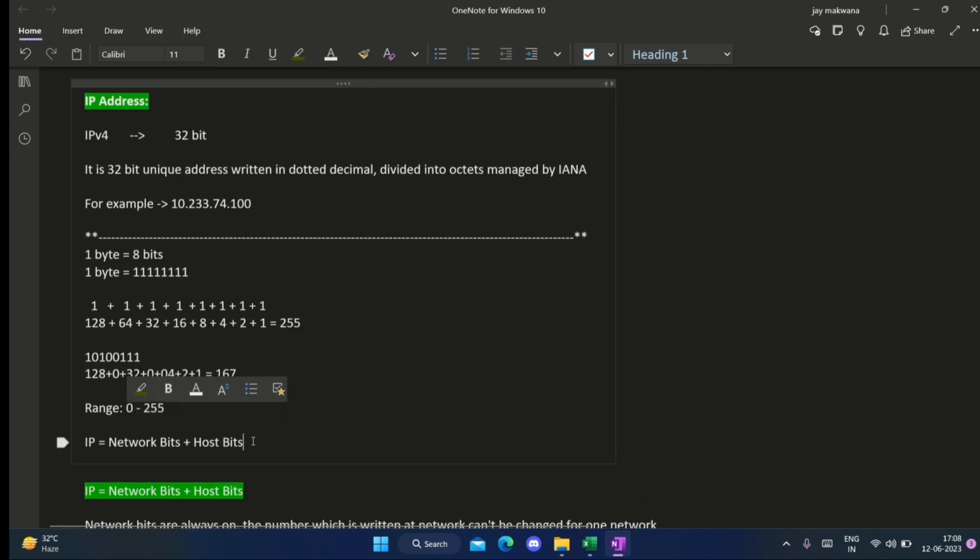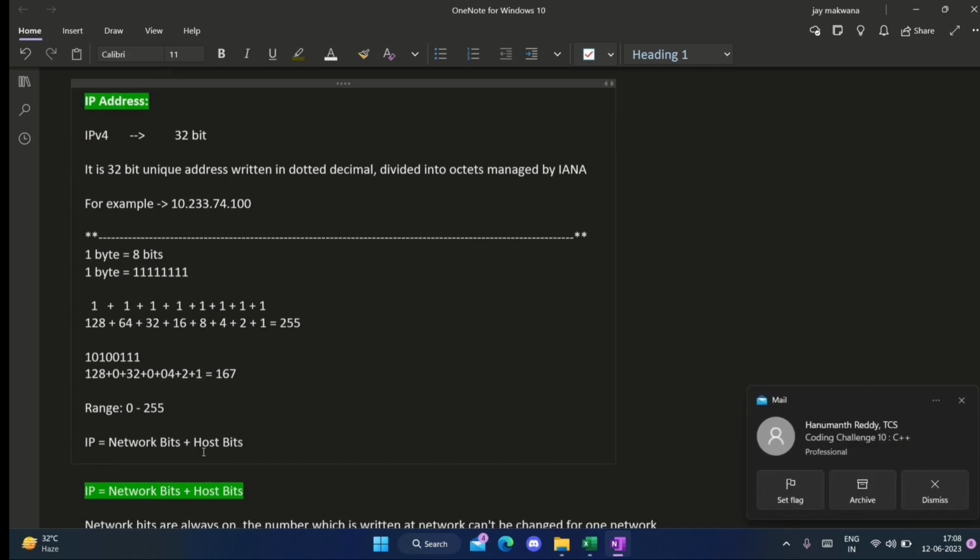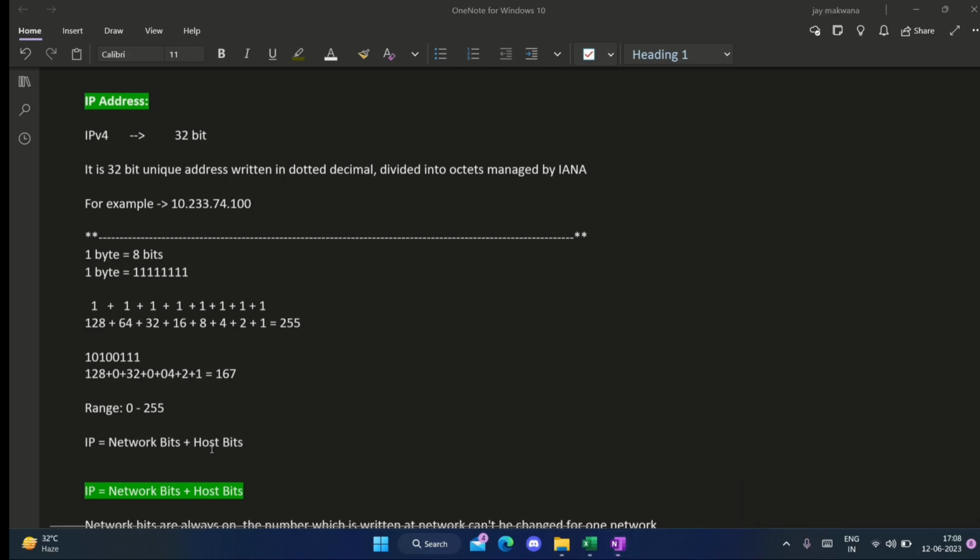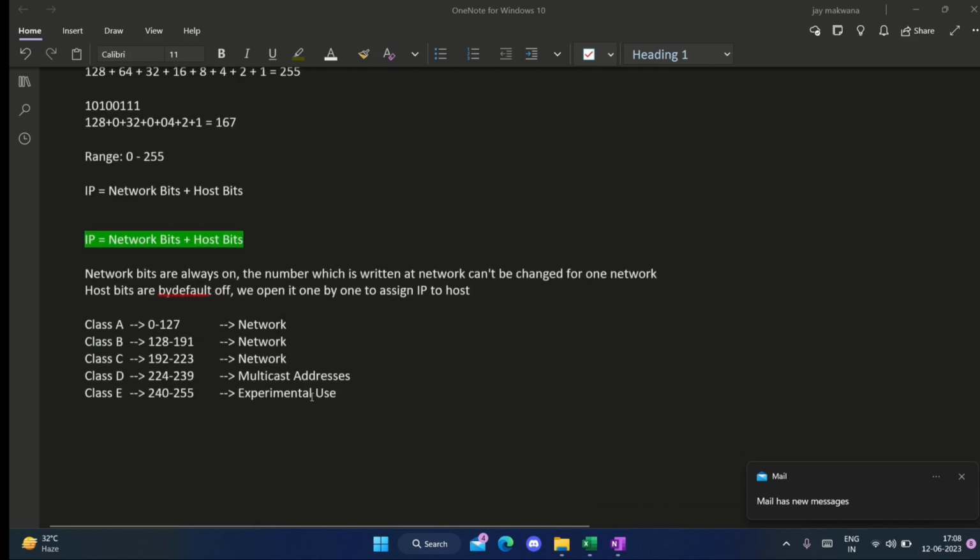Now an IP address is divided into network bits and host bits. Okay, now this depends on which class the IP address belongs to. The network bits are always reserved for an IP address, and from the classes you can tell how many host bits are available, and on the basis of that you can find how many hosts can be there in that class or range, or how many networks can be formed by this IP address. Okay, so let's see what the host bits and network bits are.